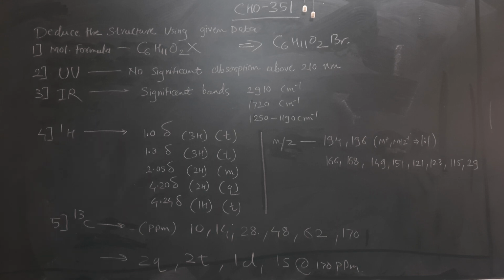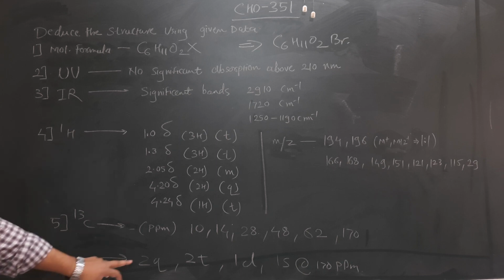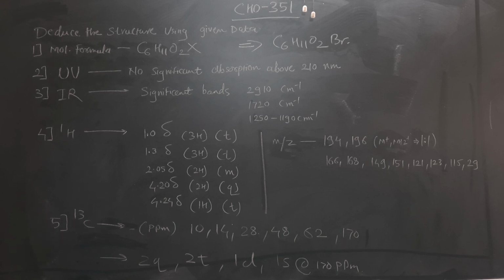Then C13: in C13 they give two sets of data, off-resonance decoupled data, where you can see the multiplicity of directly attached carbon and hydrogen, and this is the proton decoupled spectrum: 10, 14, 28, 48, 62, 170. That means there are 6 different carbons. And in the mass spectra, 194, 196 all indicate the presence of bromine.